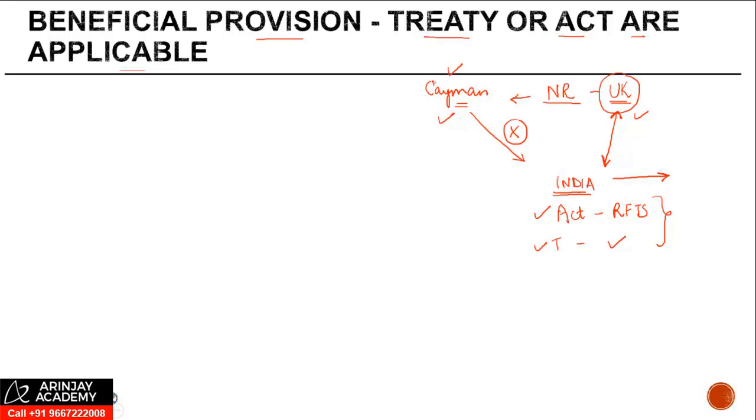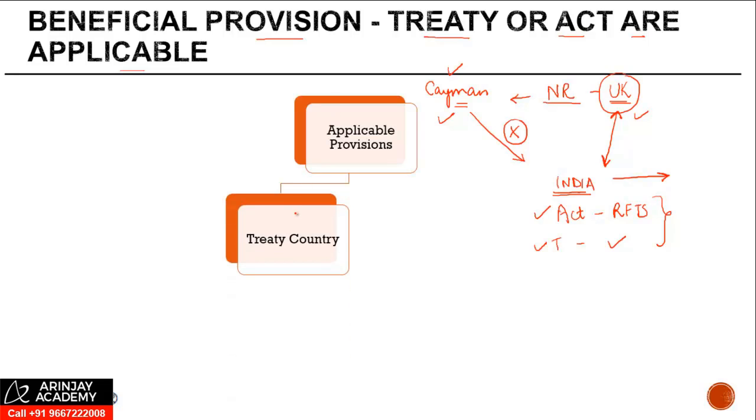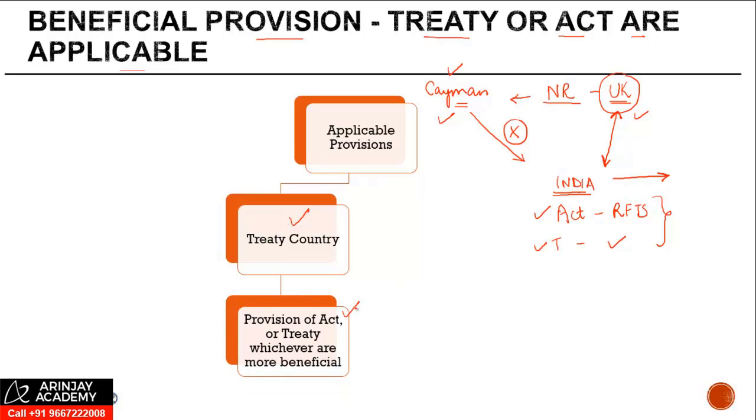Let us understand that. The applicable provisions can be divided into two cases. One where there is a treaty, and obviously the second where there is no treaty. If there is a treaty, then the provision of the Act or the treaty, whichever is more beneficial, shall apply to the recipient. If the Act says that the tax rate has to be 15%, but the treaty says that the tax rate is 10%, since the treaty is more beneficial, he can opt for the provision of the treaty. On the contrary, if the treaty said the rate is 15%, but the Act says the rate is 10%, you can opt for the provision of the Act.